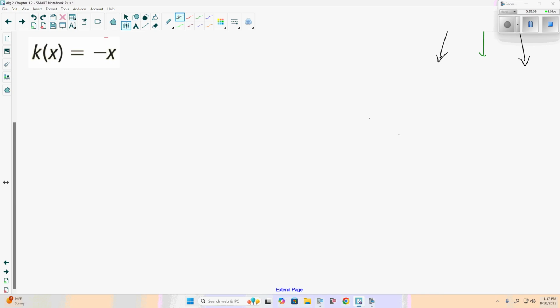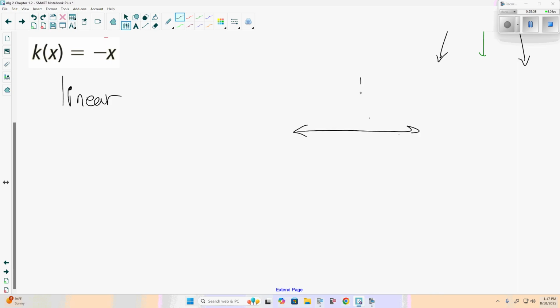What parent does this belong to? Linear, constant, absolute value, quadratic? So constant, we have no variable. We do have a variable here, yes. Quadratic would need a square. Absolute value would need the absolute value. So this is indeed linear.